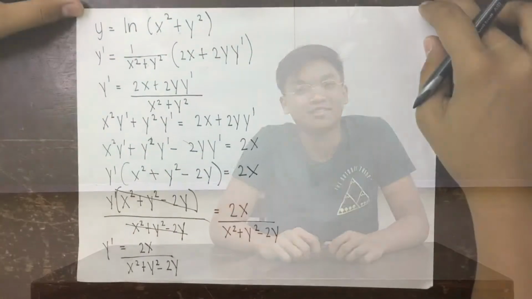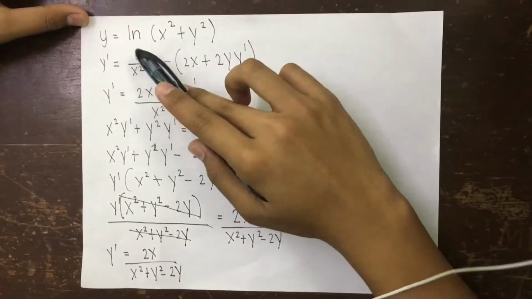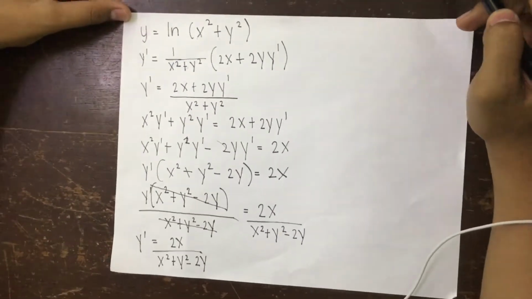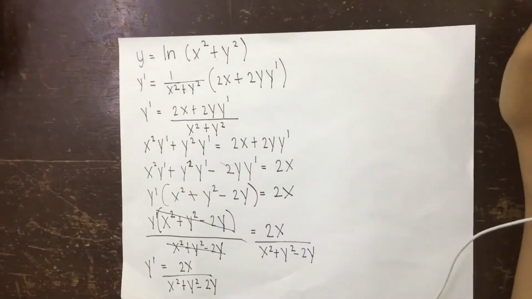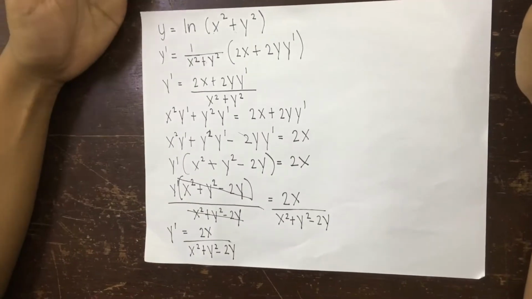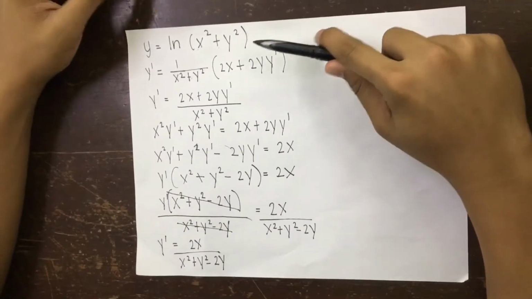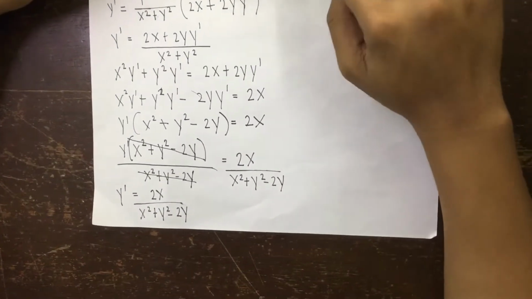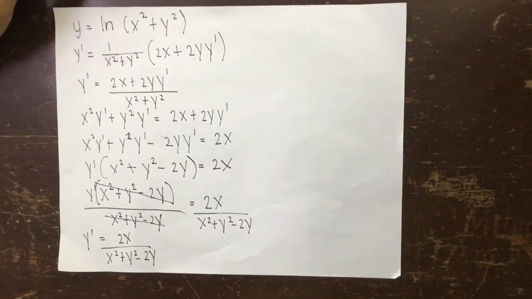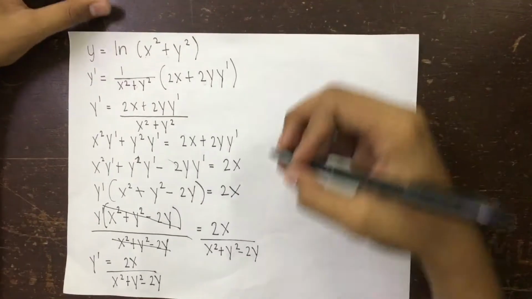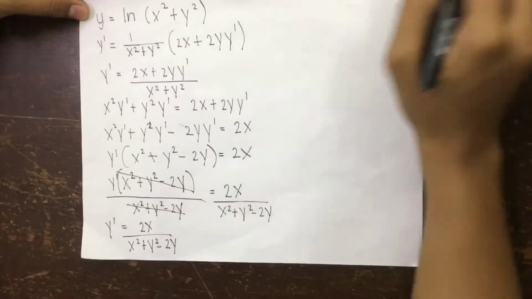So let's start. So now for our last example, we're going to tackle implicit differentiation. So in implicit differentiation, the only difference of this kind of example from our past examples is that we're going to add y prime every time we differentiate the y variable here. So let me give you an example. The y is equal to ln of x squared plus y squared.